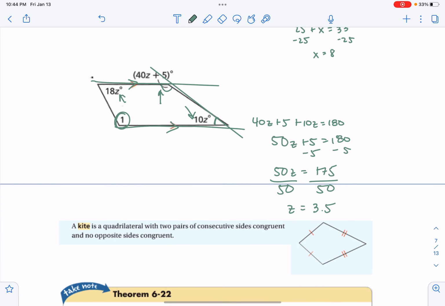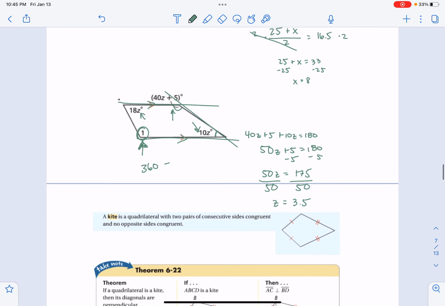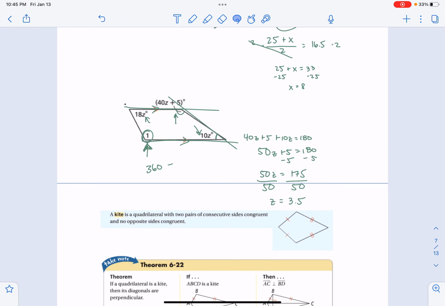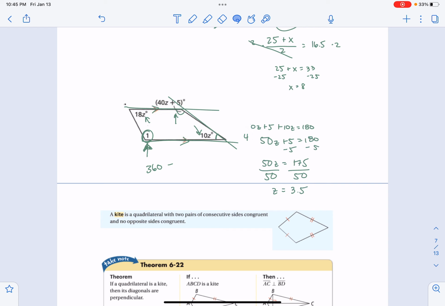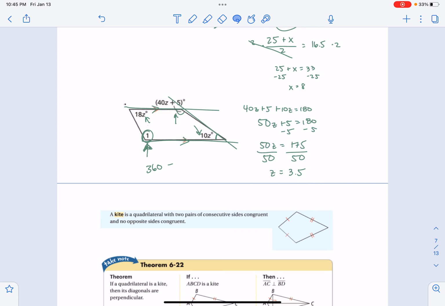I could plug it into here to solve. And then you'd finally get angle 1 by doing 360 minus whatever you got for the other 3. So that's just like a little helpful hint for homework. I'm going to keep going so that this video isn't crazy long. Don't forget, you can always pause or rewatch one of them.